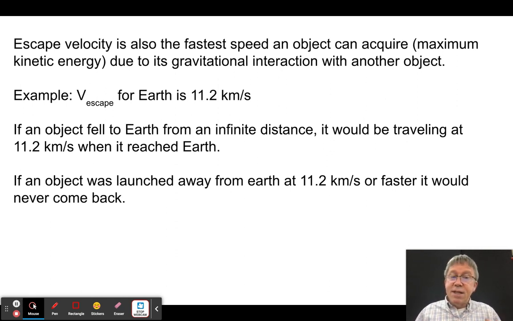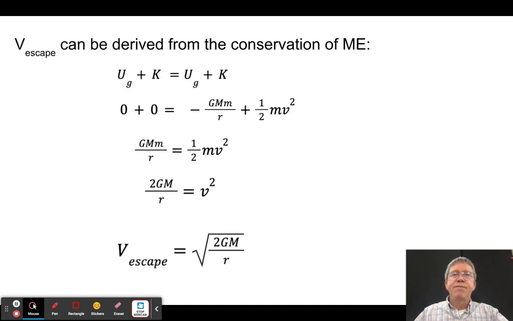Since that's the escape velocity of Earth, if an object is launched away from Earth at less than that, it will come back to Earth, or at least remain gravitationally bound to Earth. Maybe it will orbit Earth, but it will be gravitationally bound. If I launch it at more than that, assuming I'm starting at distance r, then it's never coming back. It becomes gravitationally unbound.